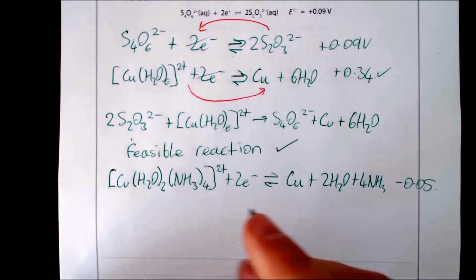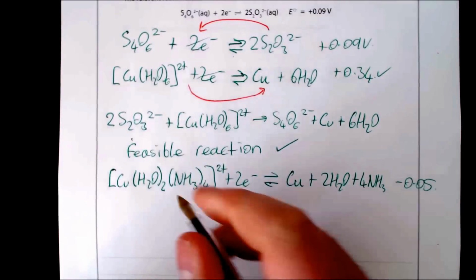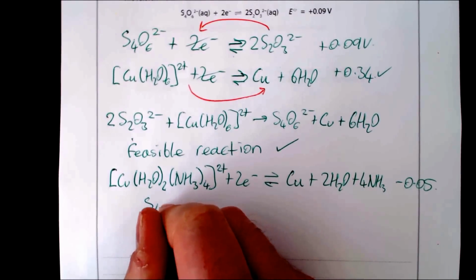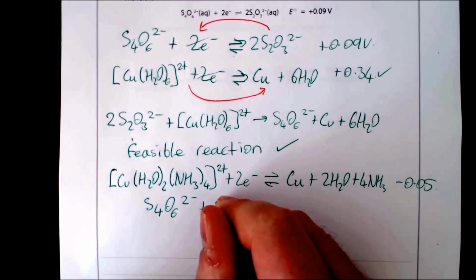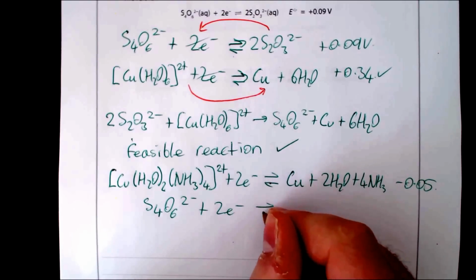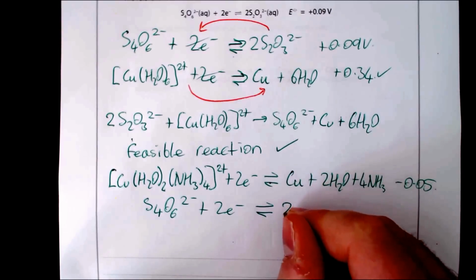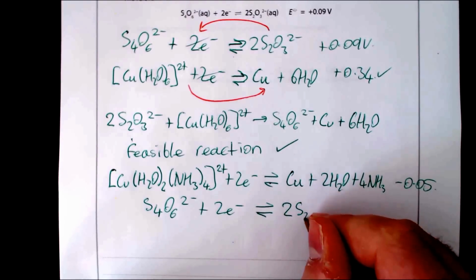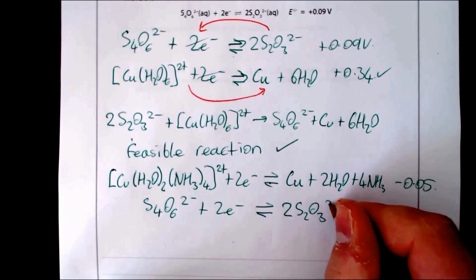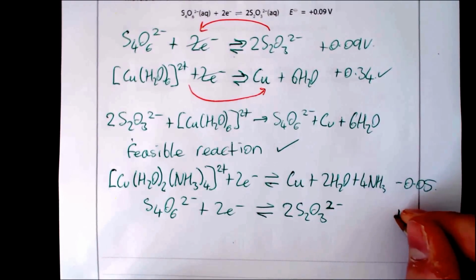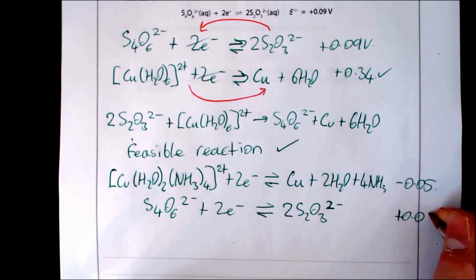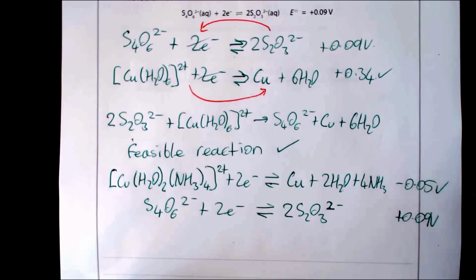And then our thiosulfate reaction, obviously, is just that one there. So it's going to be S4O6 2- plus 2 electrons, and that's reversible, 2S2O3 2-, that's supposed to be a 2. And this is plus 0.09 volts.